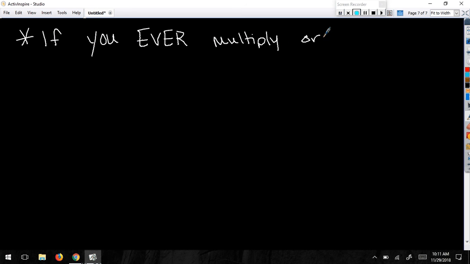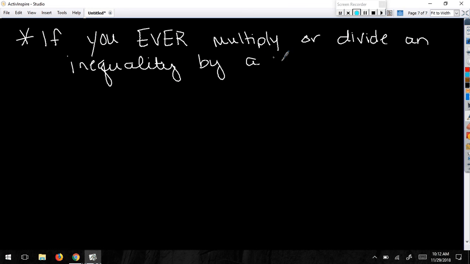If you ever multiply or divide an inequality by a negative number, notice we haven't done that yet, right? Something crazy happens. It flips the inequality sign around.